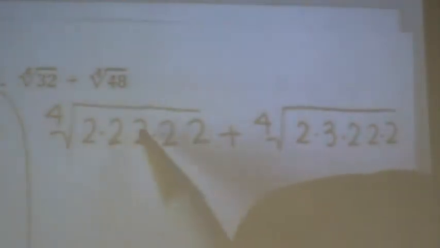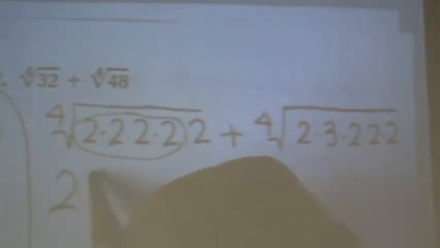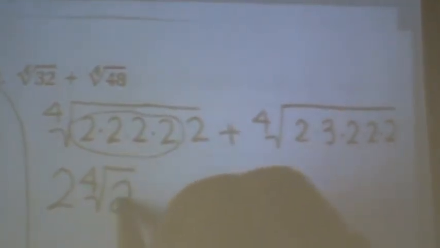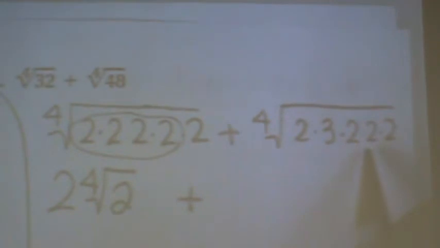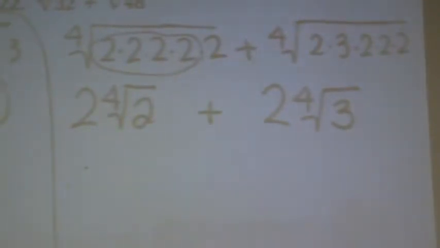2 times 2 is 4 times 2 is 8, 16, 32. And then 6 times 8 is 48. So this is going to be 2 root 2. And then this is going to be 2 fourth root 3. So what's this answer? That's it, that's the answer. Because the radicand is the same.